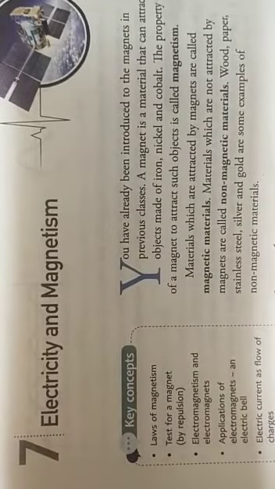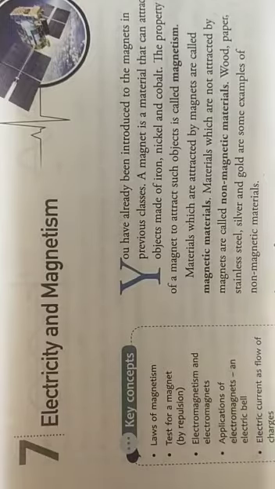Children, you all know very well that the property of the magnet to attract small objects toward it is called magnetism. In Standard 6, it was already taught to you. A magnet is a material that has the property to attract magnetic substances such as iron, nickel or cobalt toward it. So these substances which can be attracted toward the magnet are called magnetic substances, and this property of the magnet is called magnetism.